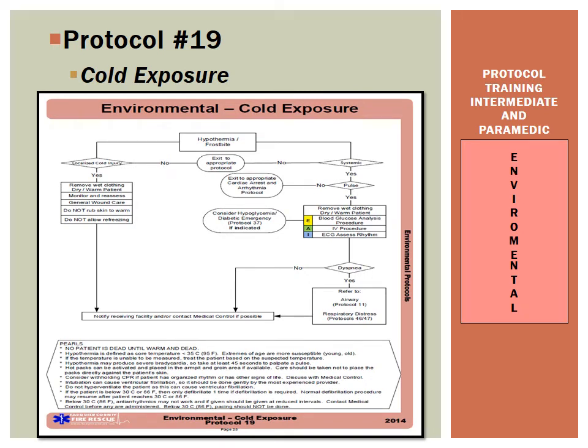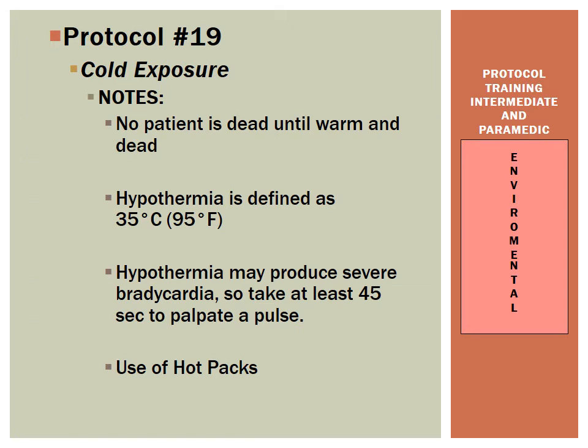Protocol 19 is our cold exposure protocol, and it's broken down between hypothermia and frostbite, whether it is a localized cold injury or a systemic cold injury, and no real change from your current protocols. Just some notes on Protocol 19. No patient is dead until warm and dead. Hypothermia is defined as 35 degrees Celsius or 95 degrees Fahrenheit. Hypothermia may produce severe bradycardia, so we need to take at least 45 seconds to palpate and locate that pulse. Also, active warming with hot packs.